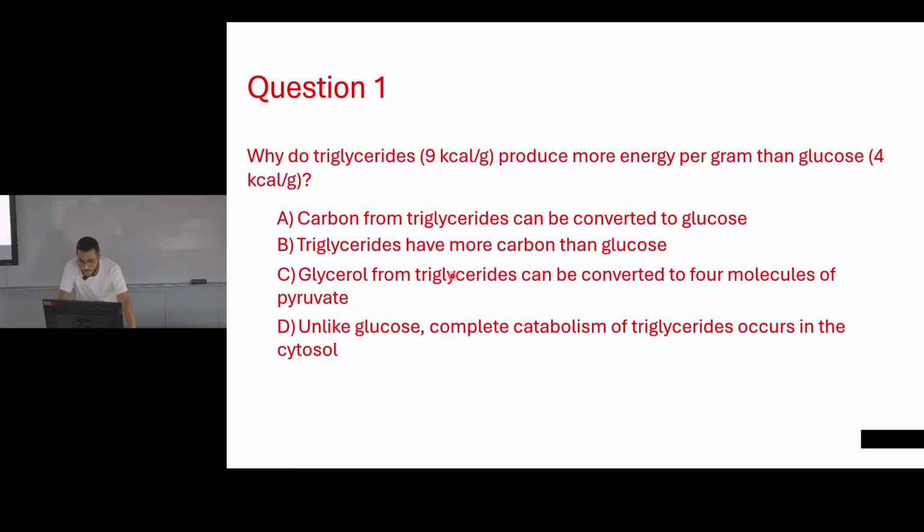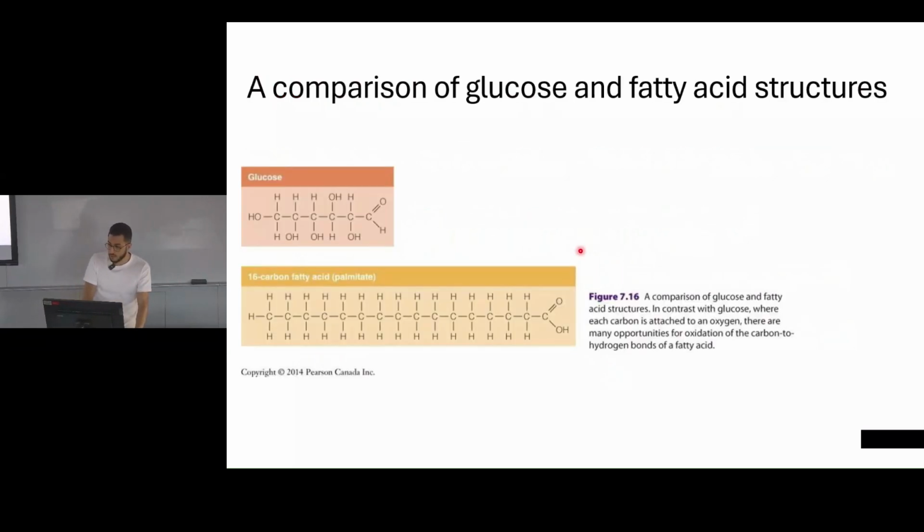This is not true, okay? They cannot be converted into 4 molecules of pyruvate. You have a 3 carbon molecule converted to a 3 carbon molecule, you cannot make 4 out of 1, you know? So the answer is B. If you take a look at their structure, you can see that they're almost similar, okay? The main difference is that one is longer than the other, and this is why it produces more energy. There are more bonds to break. Okay.